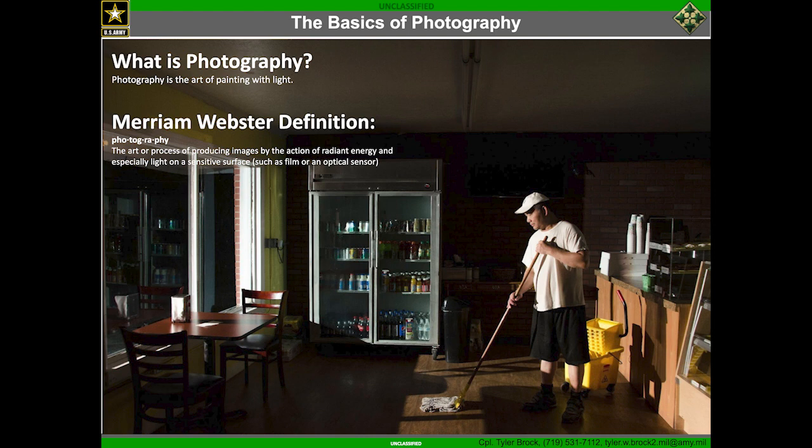Merriam-Webster's definition of photography is the art or process of producing images by the action of radiant energy and especially light on a sensitive surface, such as film or an optical sensor. You can use light to make an image, but that last part of the definition, you need some way of recording that light. So we'll dive more into that in the next slide.